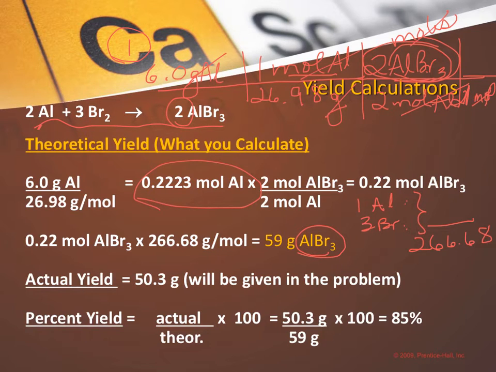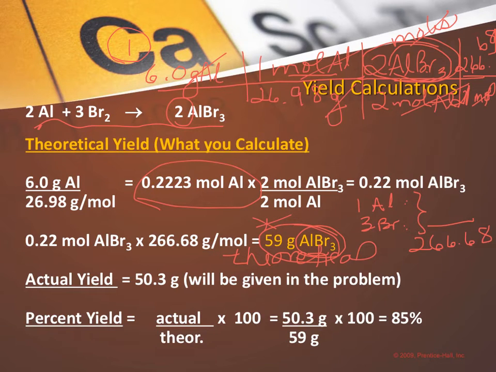Moles cancel. And the 266.68 goes in the top. When you carry out this entire calculation, and I would go ahead and do it on your calculator to make sure you're using your calculator correctly, you get that the theoretical yield is 59 grams of aluminum bromide.